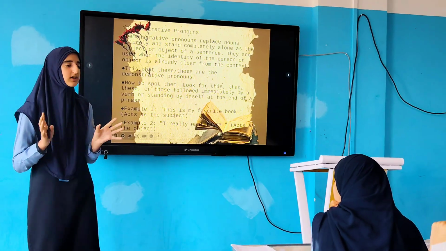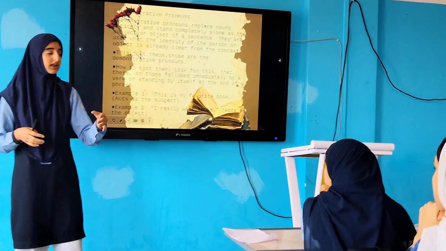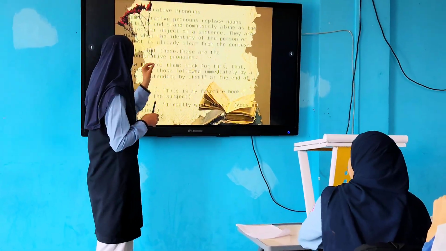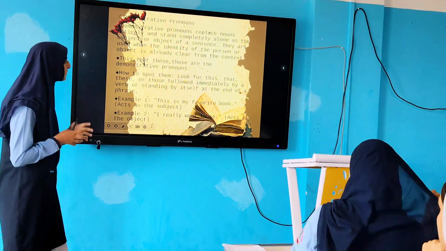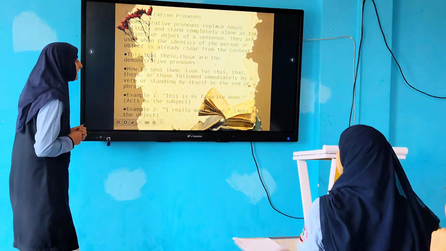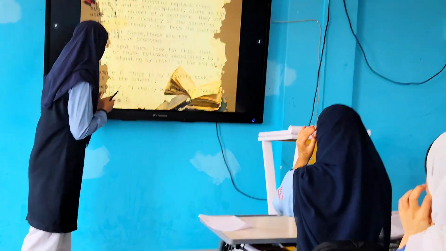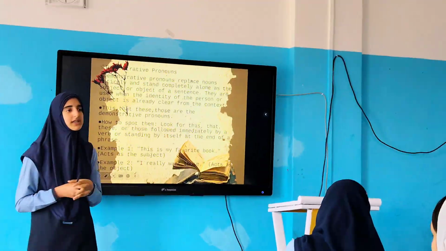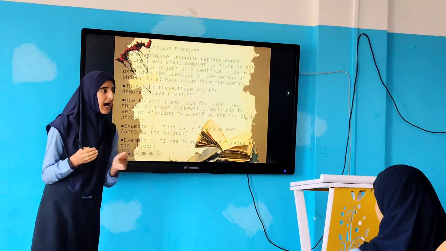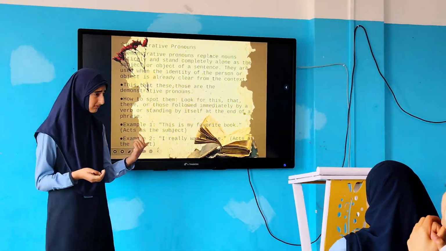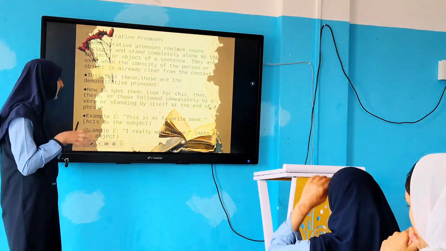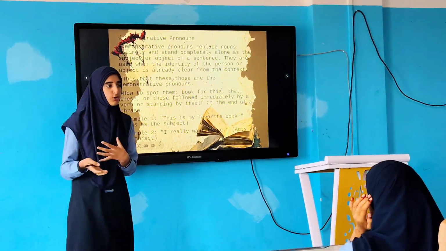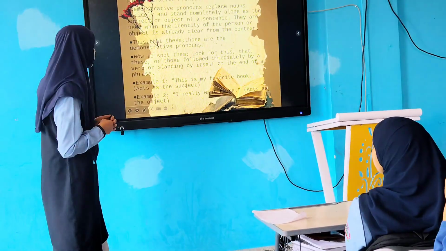Now we have ways to spot the demonstrative pronouns. First of all, we have to look for the four words this, that, these, and those, and see if they are immediately followed by a verb or standing by itself at the end of a phrase. There are two ways to spot a demonstrative pronoun in a sentence. First, we find this, that, these, those in a sentence, and then if it is followed by a verb, or if it's standing alone without a noun, then we call it a demonstrative pronoun.